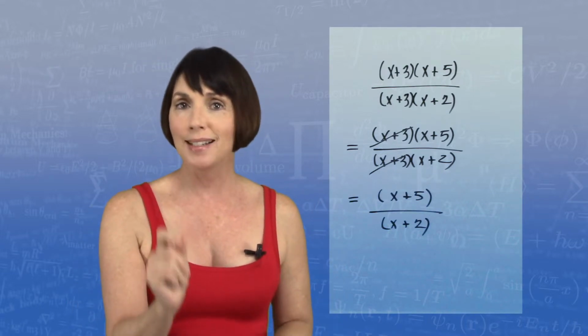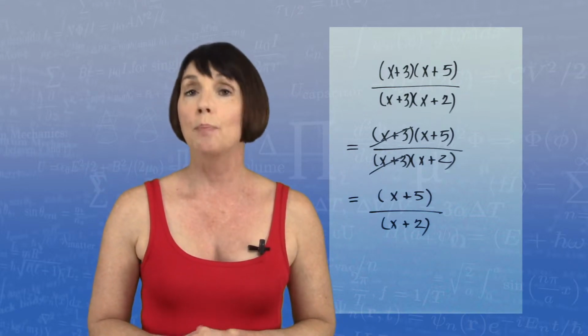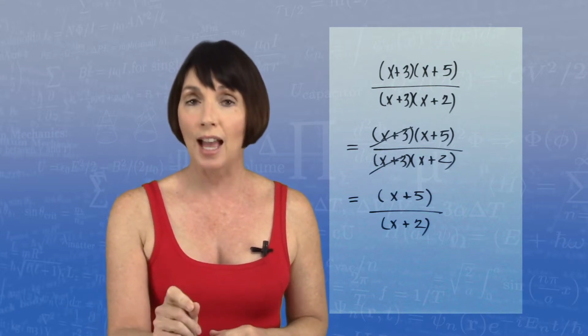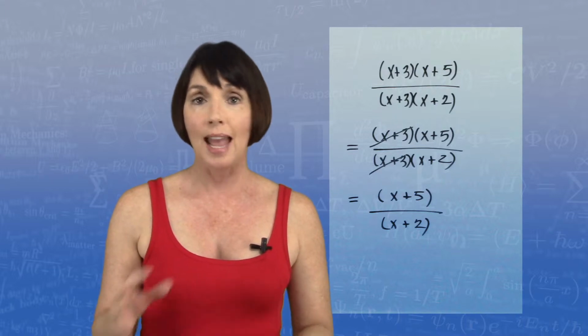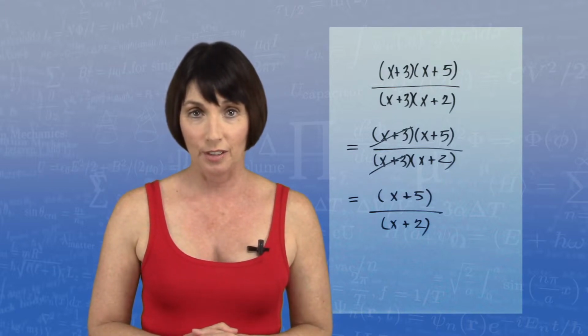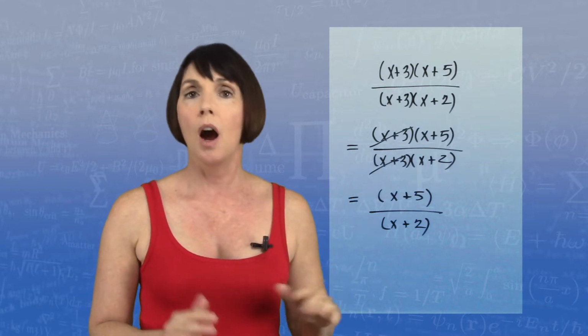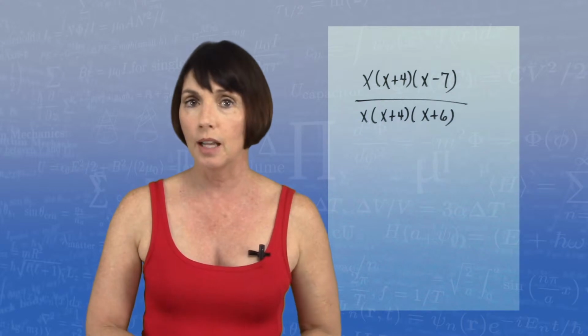Now, a common mistake at this point is to want to cancel out those x's, but you can't. You can't cancel terms, only factors. Factors multiply each other. They aren't added and subtracted to each other. So those x's, the x plus 5 and the x plus 2, are not common factors and they can't be canceled. Let's look at another example.